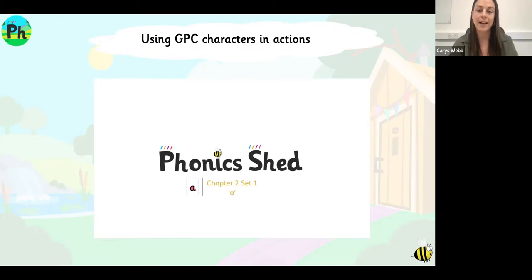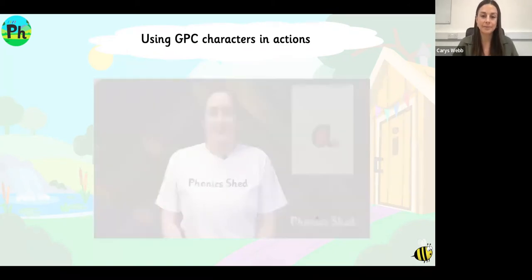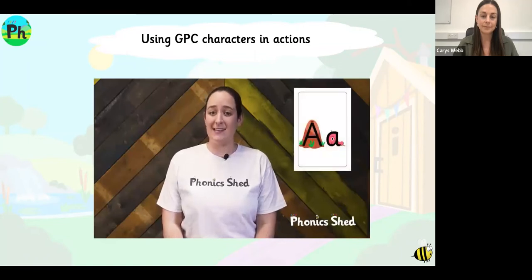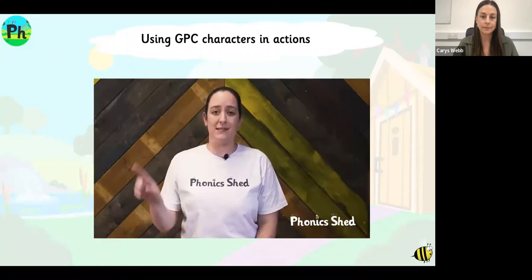This one's for Anna the Ant. This is the letter A. The character for this letter is Anna the Ant. The capital letter is an anthill. The sound these letters make is A, A, A. The name is A. The sound is A, A, A. The action for this is A, A.